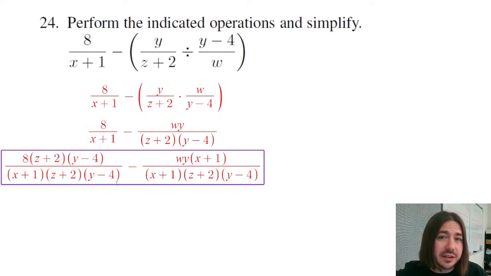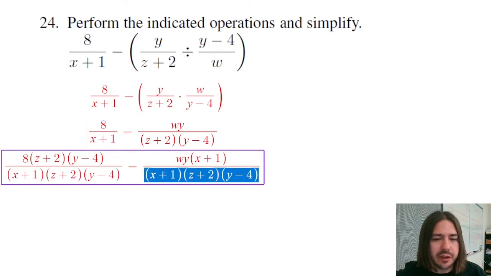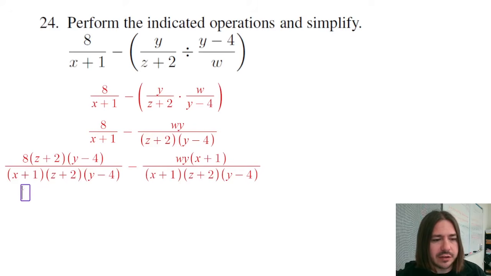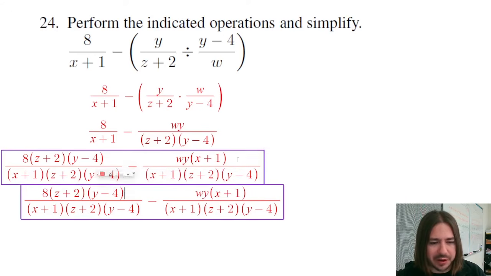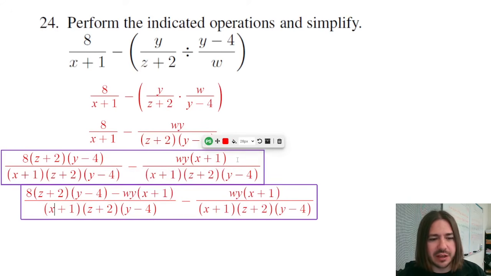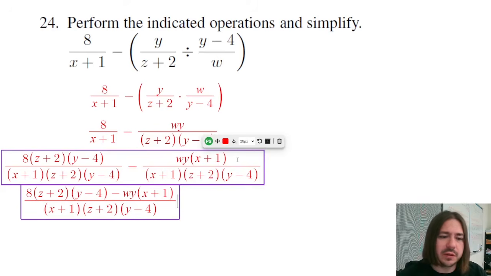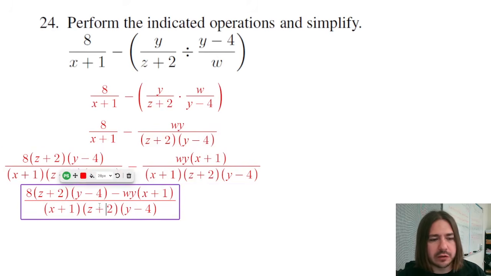Now we can start to simplify and clean this up. Firstly, I'm going to combine these two fractions now that I have a common denominator. So I'll just have this first expression, not even going to bother reading it, minus the second expression. And they should all be over, since we have the common denominator, that product of x plus 1, z plus 2, and y minus 4.